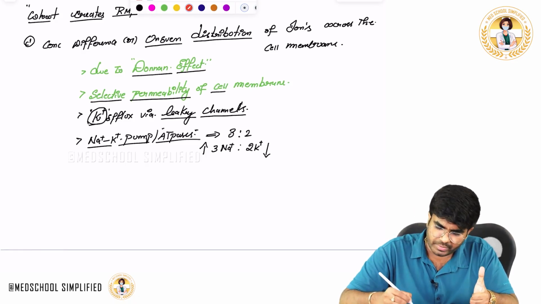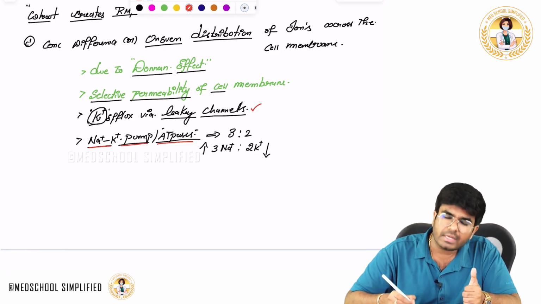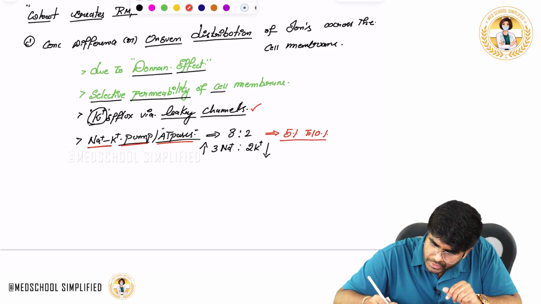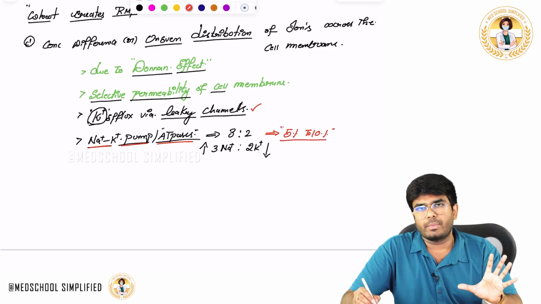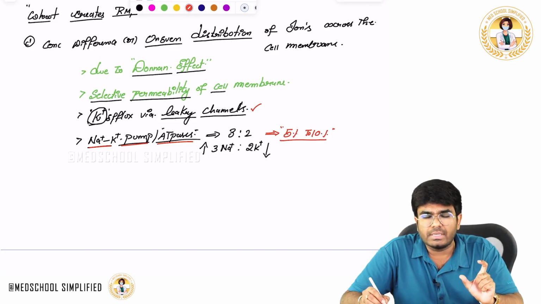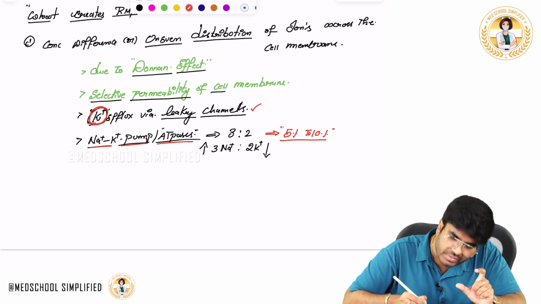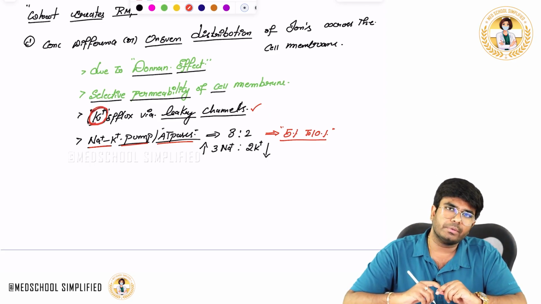True, leakage of potassium creates the resting membrane potential. Sodium potassium pumps also contribute to the resting membrane potential, but only 5 to 10%, which is very less. It's the potassium efflux which is the major determinant. Positive charges are going out, so inside becomes negative.